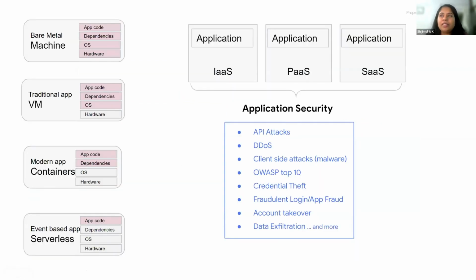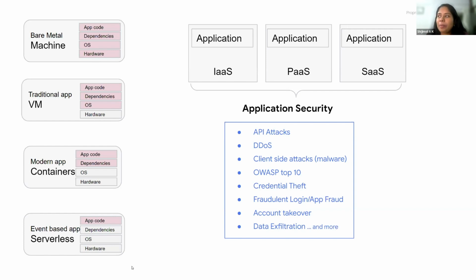Now, next is the different kinds of security requirements when it comes to different deployment models. For example, it could be a bare metal machine, it could be a traditional app machine, it could be modern app containers, or it could be serverless applications, right? So wherever there is app code and its dependencies or an operating system that comes into the picture, you need to take care of a lot of aspects, right?